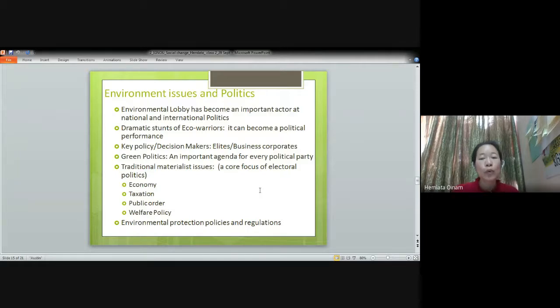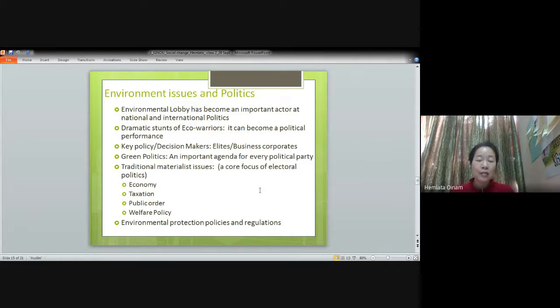The dramatic stance of eco warriors has also become a political performance, and you can take examples of some of the activists. Key policy or decision makers, we know, are mainly from elites or business corporate groups. Other than this, at the world level, you could also see green politics, present mainly in Western countries, which has become an important agenda for every political party. The traditional materialist issues, which are the core focus of electoral politics, are related to the economy, taxation, public order, welfare policy, and so on.